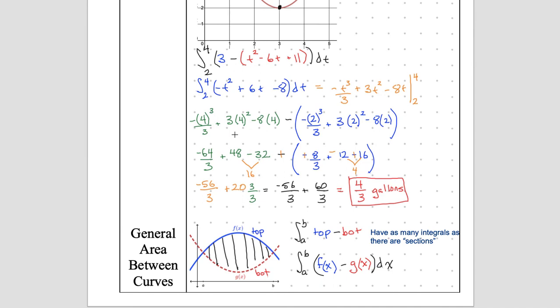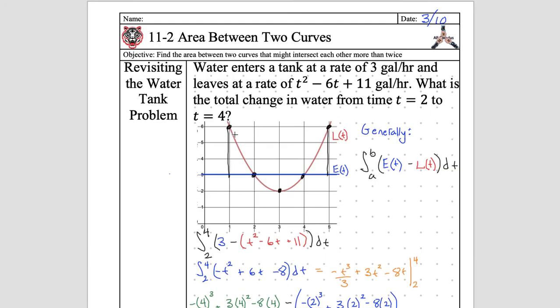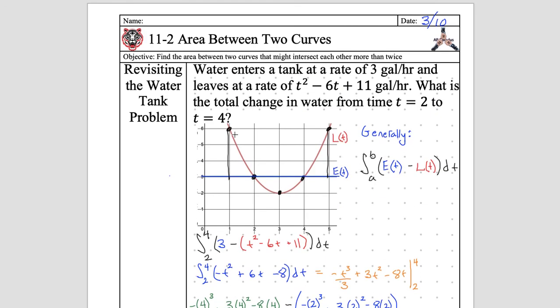I'm guessing your fist of 5 is probably going to be a 4 or 5 since you already had time to practice 11-1, which I should check, by the way, after I do this. So give me a fist of 5 on how well you can find the area between 2 curves that might intersect each other more than twice. I see with and without, I guess. I see a 4. I'm writing down 3, a 4, and a 4. Thank you.